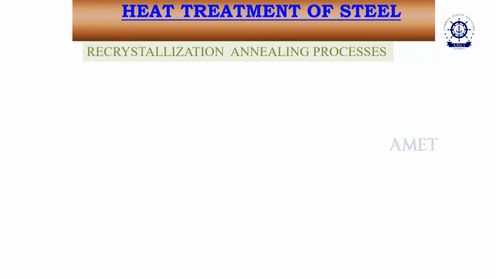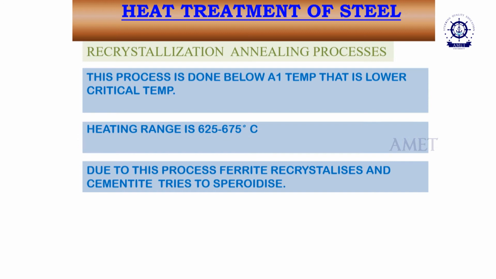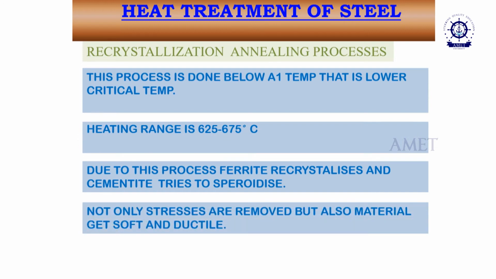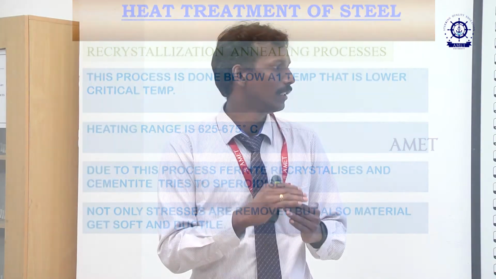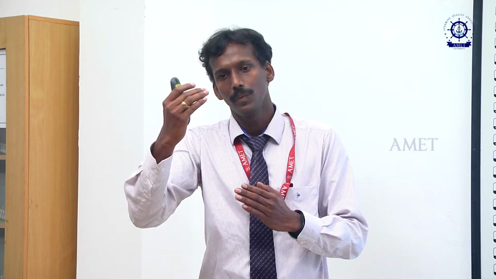Next we talk about the recrystallization annealing process. In recrystallization annealing, we slightly increase the temperature compared to stress relief annealing, to 625 degrees Celsius to 675 degrees Celsius. We heat it above the recrystallization level. At that level the ferrite recrystallizes and cementite tries to form spheroidized conditions. After the heat treatment, we cool down to room temperature in air.